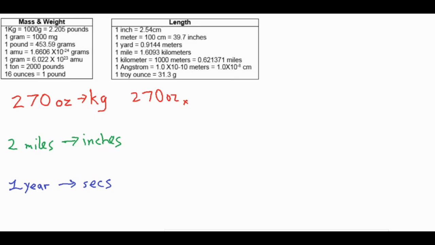Now, if we take a look at this table over here, the first thing I do is lightly map out which direction I'm headed until I end up in the unit that I'm looking for. So I'm starting out in ounces, and then I want to end up in kilograms. I take a look at my conversions over here, and I see ounces right over here, and I actually don't see it anywhere else.